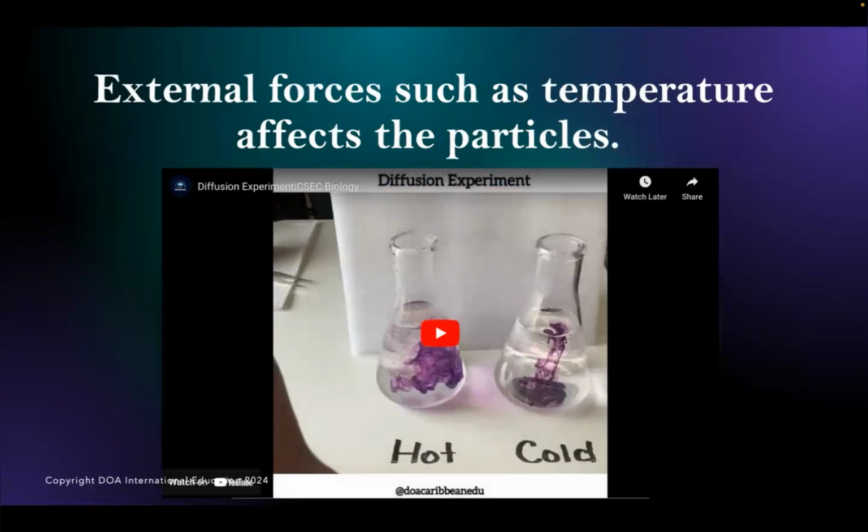Now, the third postulate was that external forces such as temperature affect the particles. To demonstrate this, I now invite you to follow me to my virtual lab where I will show you how diffusion is increased with the introduction of a hot temperature versus a cold one.